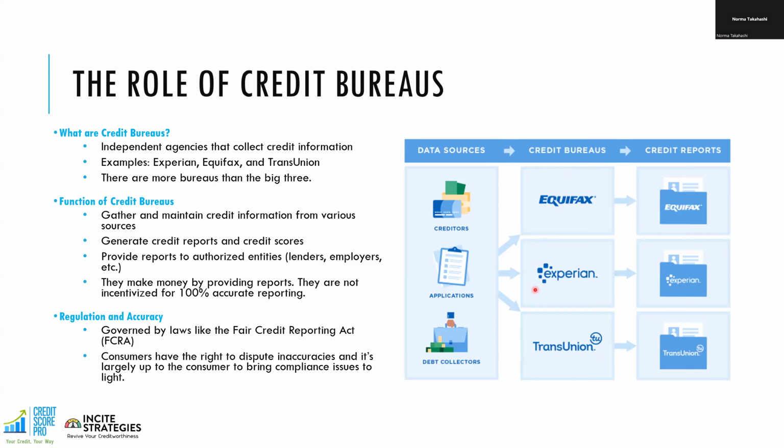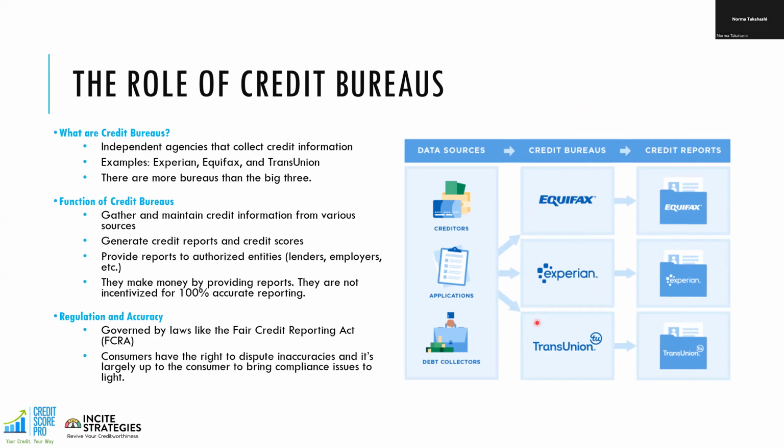The bureaus also don't own the credit score algorithm, right? FICO, or Fair Isaac Corporation, FICO owns the algorithm. They allow the bureaus to use that algorithm. So the bureaus don't really control the mechanism for how the scores themselves are generated. They just use the score.